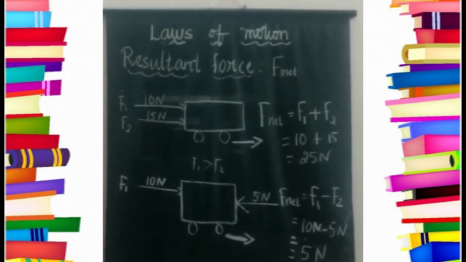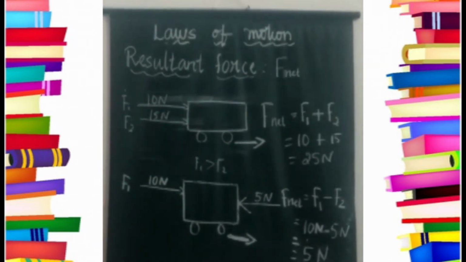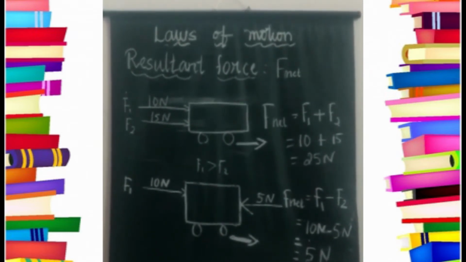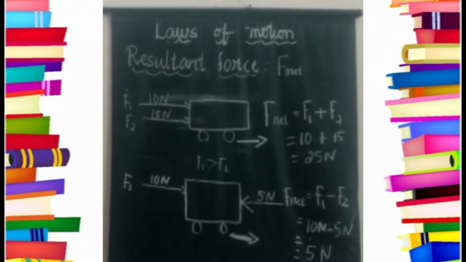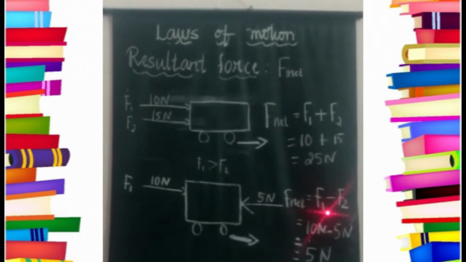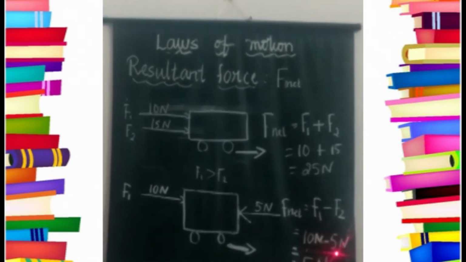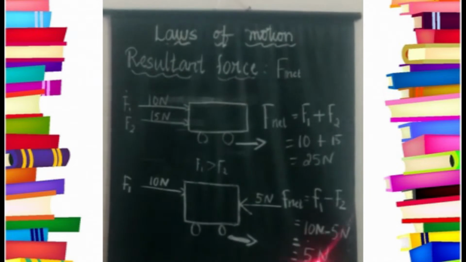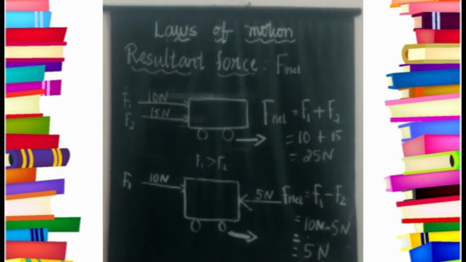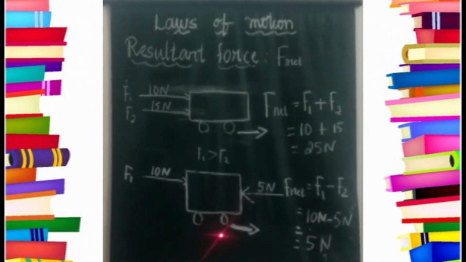In the next case, imagine two boys are pushing the car and one boy is applying 10 Newton and another boy is applying 5 Newton, but one boy is applying force in the opposite direction. So to calculate the net force in this case, the formula will be resultant force is equal to F1 minus F2, is equal to 10 Newton minus 5 Newton. So the resultant force will be 5 Newton. Since F1 is greater than F2, the greater force is acting towards the right side, so the car will move towards the right side.